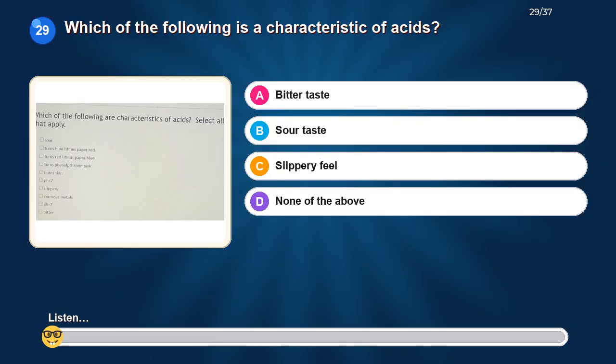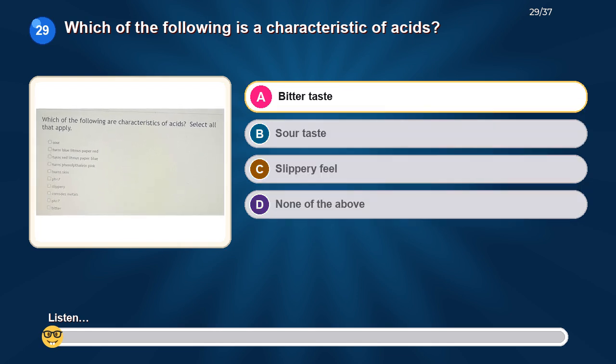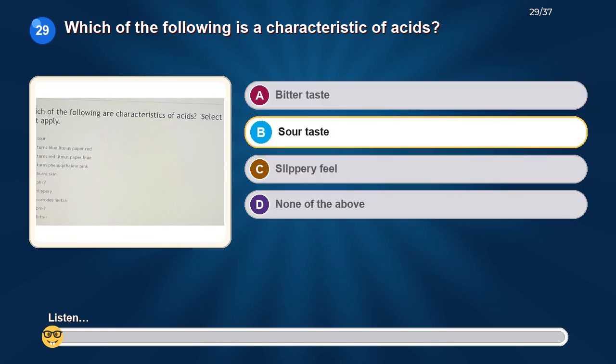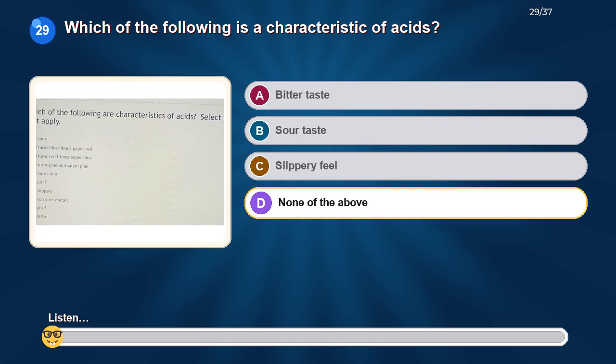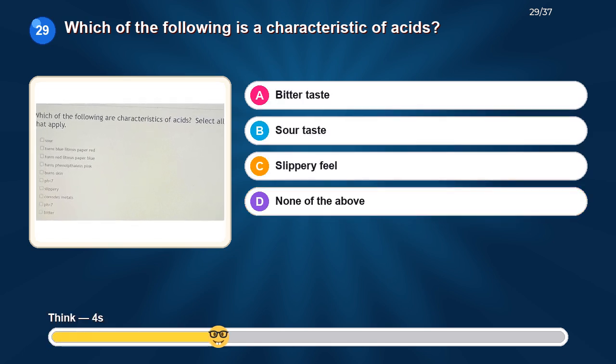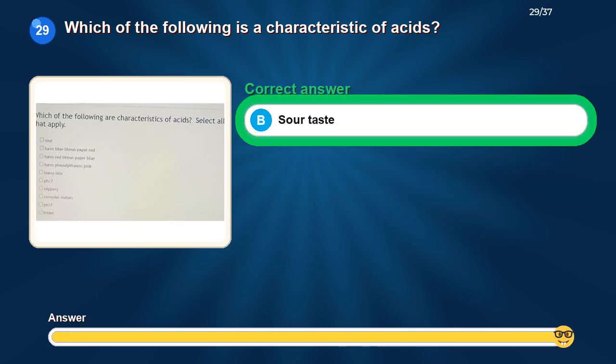Which of the following is a characteristic of acids? Option A, bitter taste. Option B, sour taste. Option C, slippery feel. Option D, none of the above. The correct answer is sour taste.